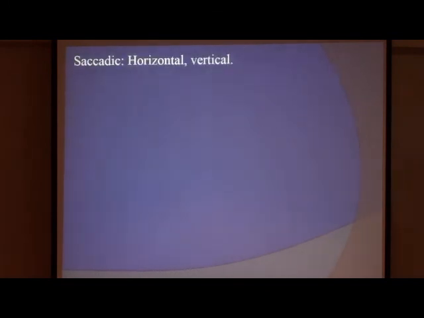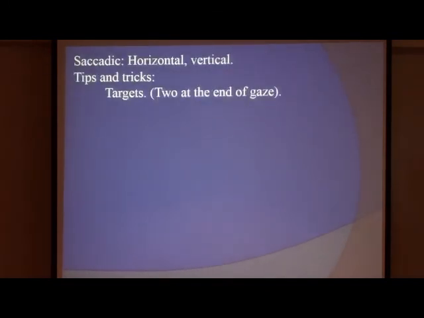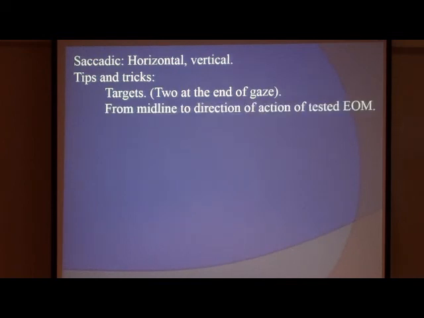So, the saccade could be horizontal or vertical. It's very important for the targets to be at the ends of the gaze. We want full gaze, full range of movement to test any incompetence, either restrictive or operative. From the midline action, relaxation of the muscle from the gaze to the midline. When you test the effect of the muscle from the midline to the direction of action of the muscle to be tested, it could be restrictive or operative.